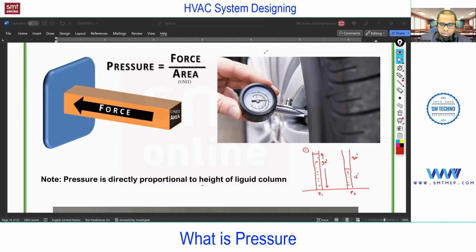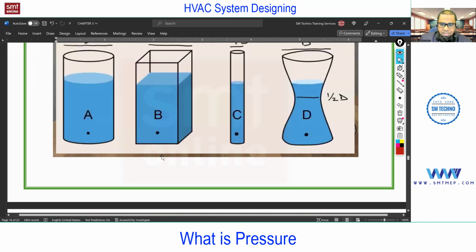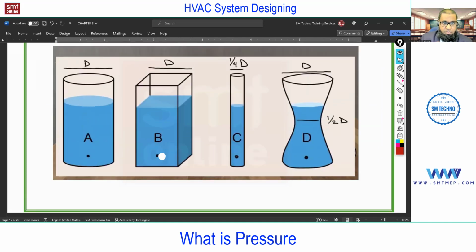Now with reference to this, I have one small example. Here I'm considering four containers: container 1, container 2, this is 3, and this is 4. In all these containers I fill water. Assume it's the same liquid, say water. I'm considering container 1's height as H1, container 2 also H1, container 3 also H1, and container 4 also H1. Means I'm maintaining the same level of liquid column; the height of the liquid column is the same in all four containers.